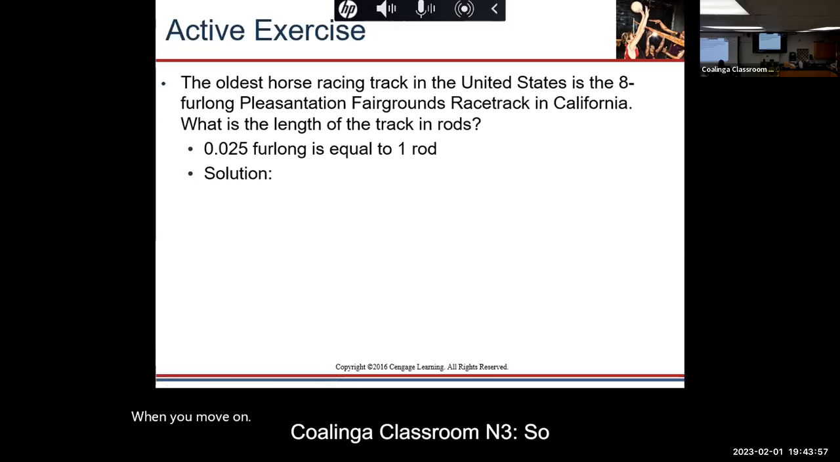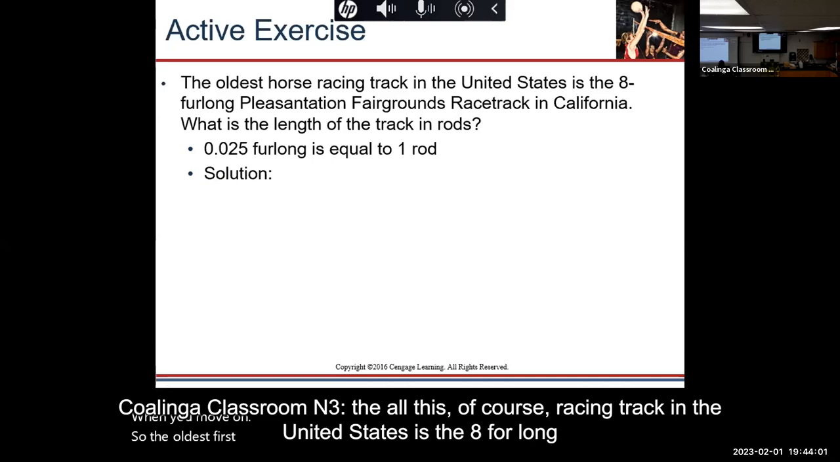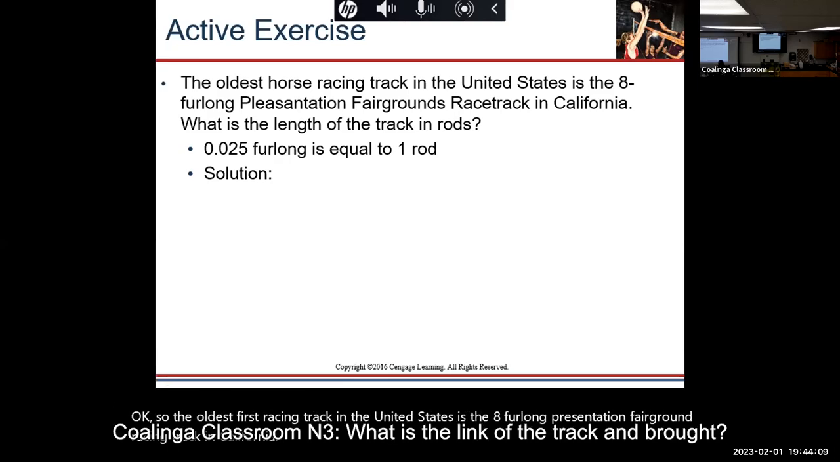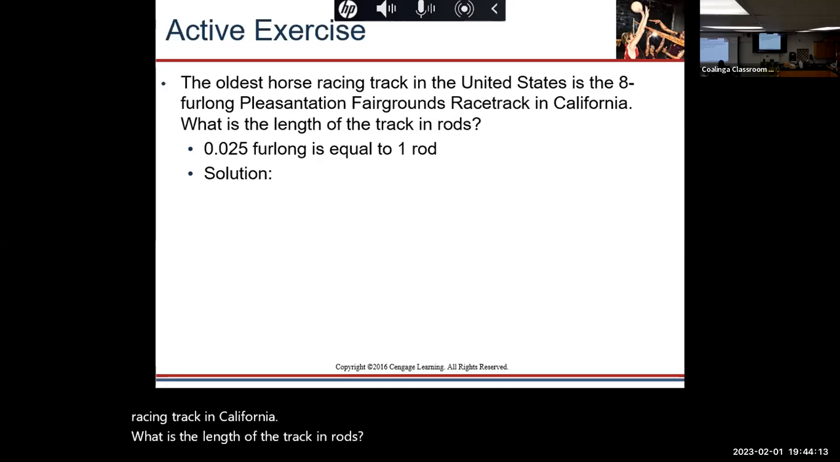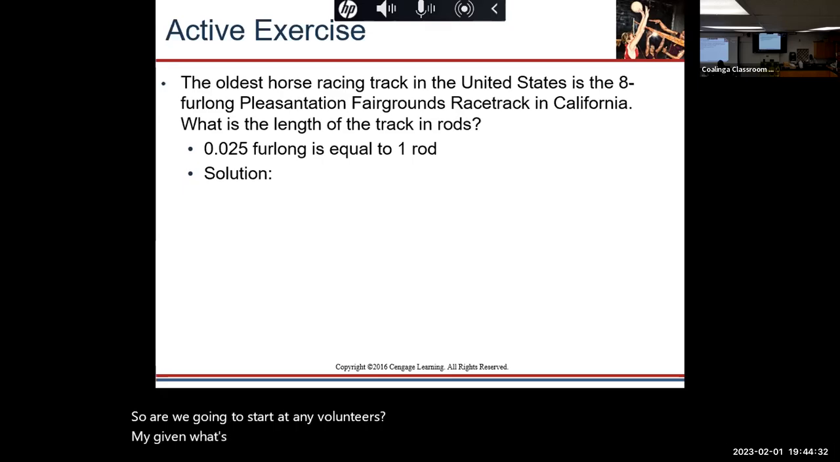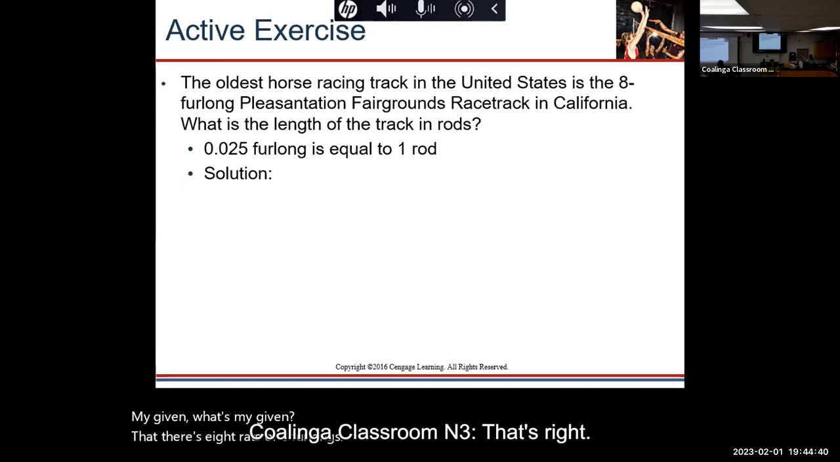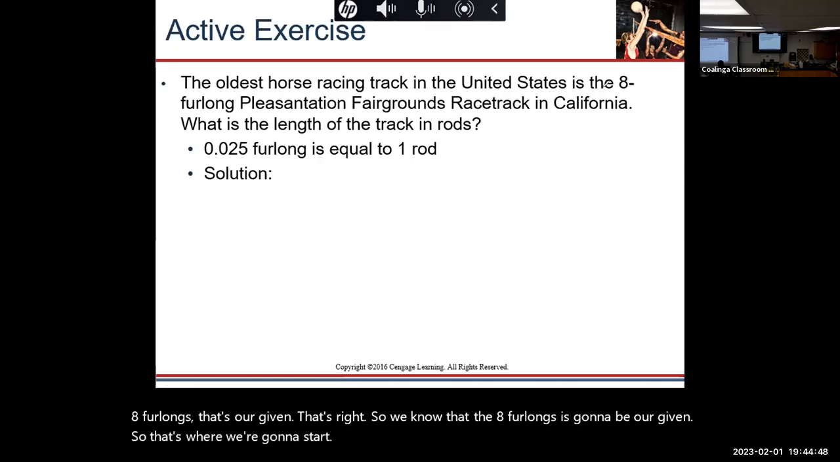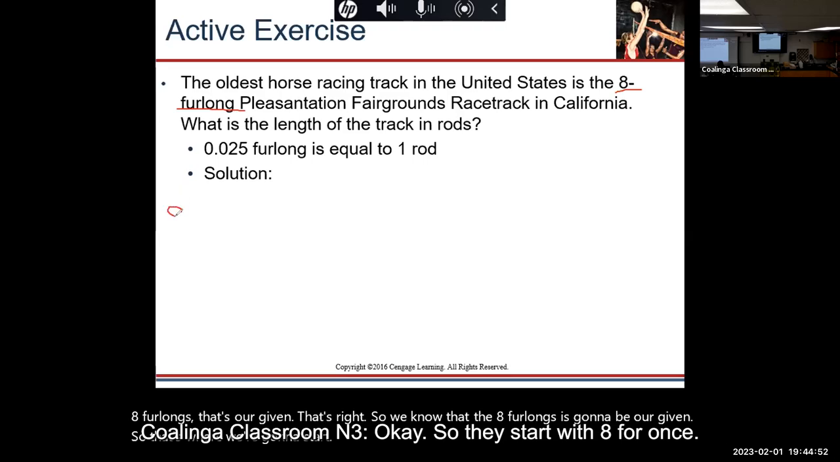Okay, so the oldest horse racing track in the United States is the 8 Furlong Pleasanton Fairground Racing Track in California. What is the length of the track in rods? So, where are we going to start at? Any volunteers? What's my given? That there's 8 rods or 8 furlongs? 8 furlongs. That's our given. That's right. So that's where we're going to start at. So, we're going to start with 8 furlongs.